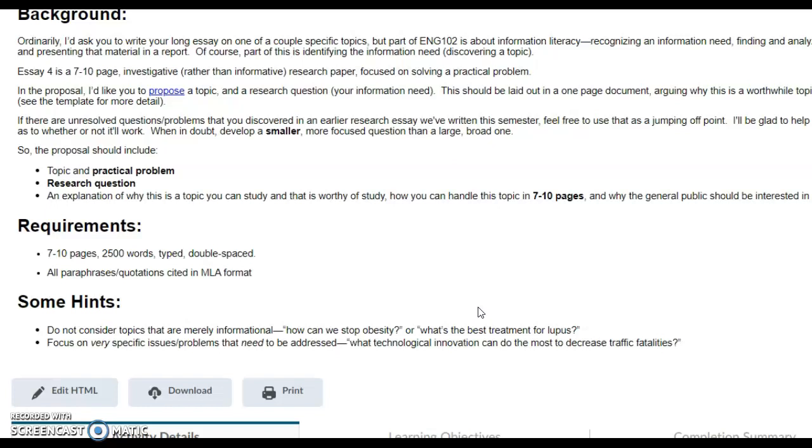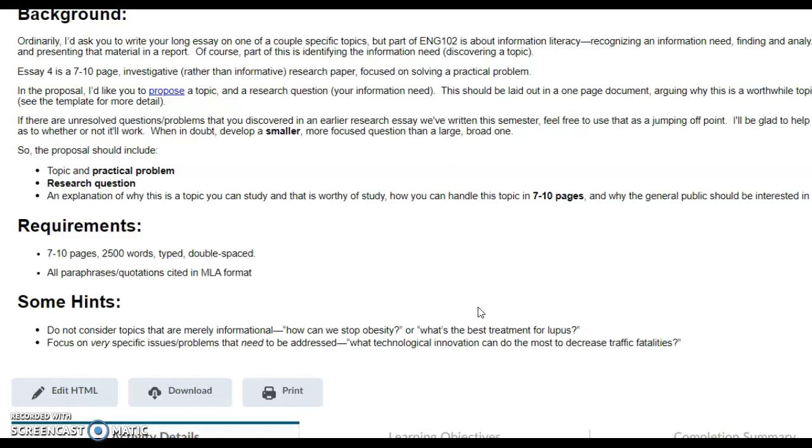You do, however, want to focus on some very specific issues or problems that need to be addressed. What technological innovation can do the most to decrease traffic fatalities? That's a very specific question. If we think about this, there's a bunch of questions that go into that. Where do most traffic fatalities happen? What's the cause of them? What could we do to address that? We can see the practical problem here: traffic fatalities. Lots of people are dying in car crashes. Very practical, very specific problem.